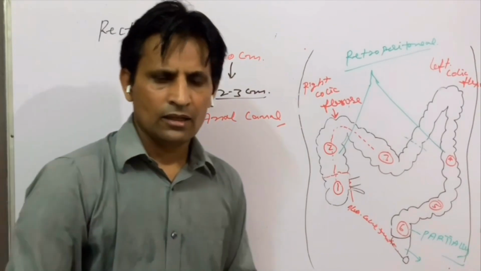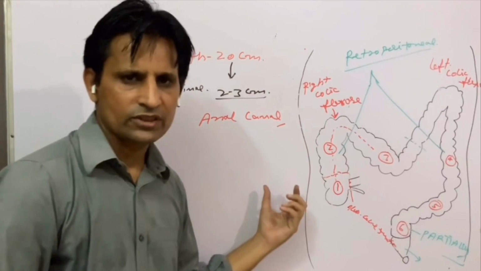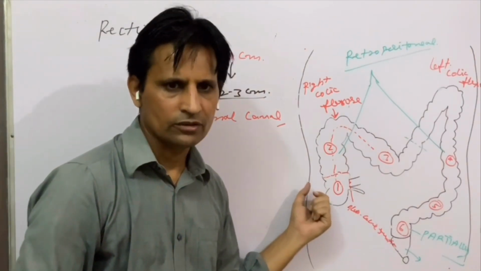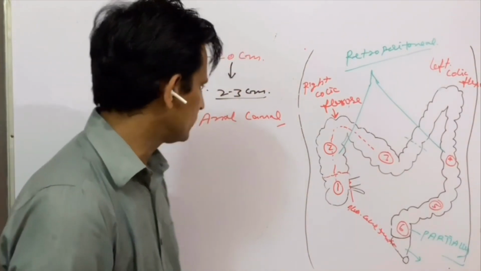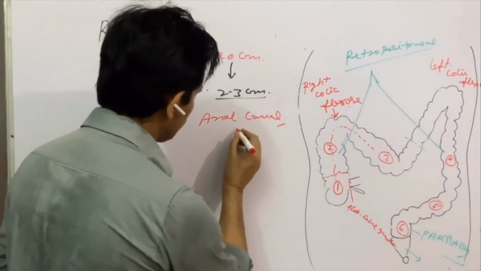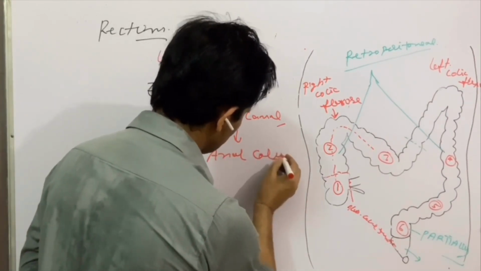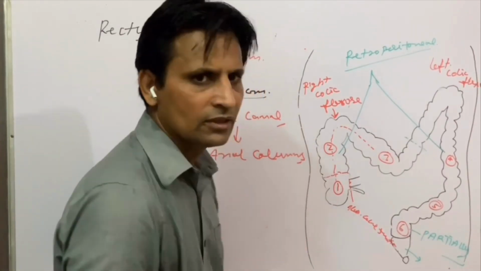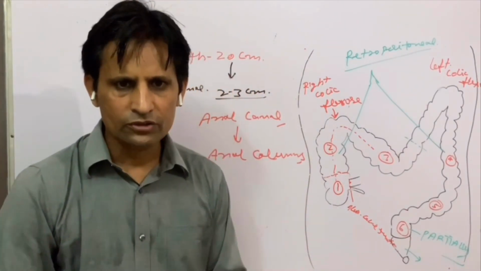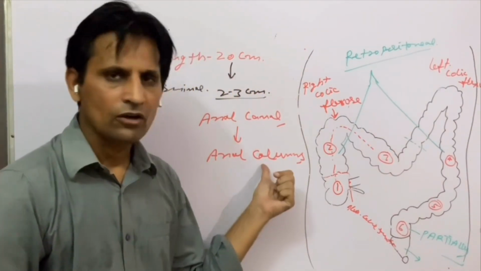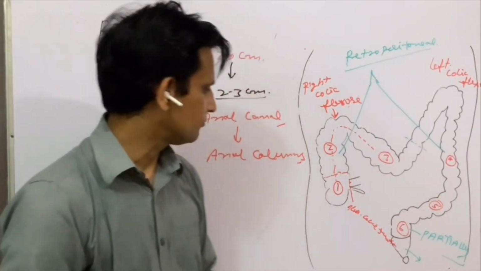Here the mucosa of the anal canal has some longitudinal folds within it, and these folds are known as the anal columns. So the anal canal has anal columns. And what are these columns? These columns are actually the longitudinal folds of the mucosa of the anal canal.